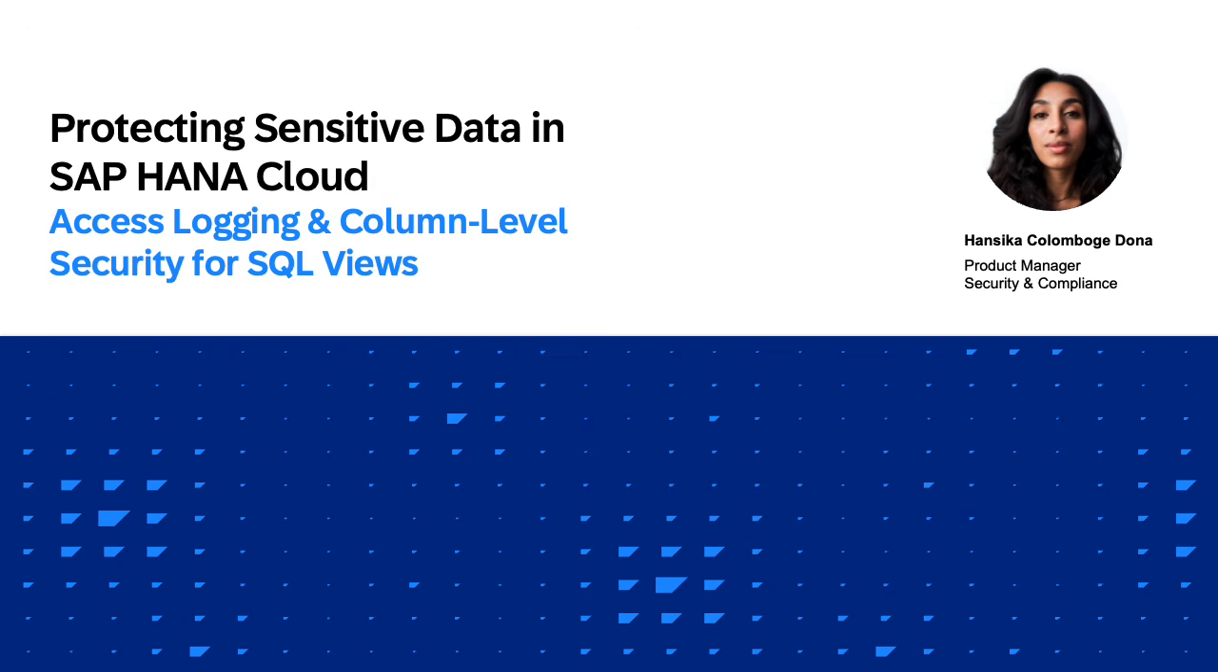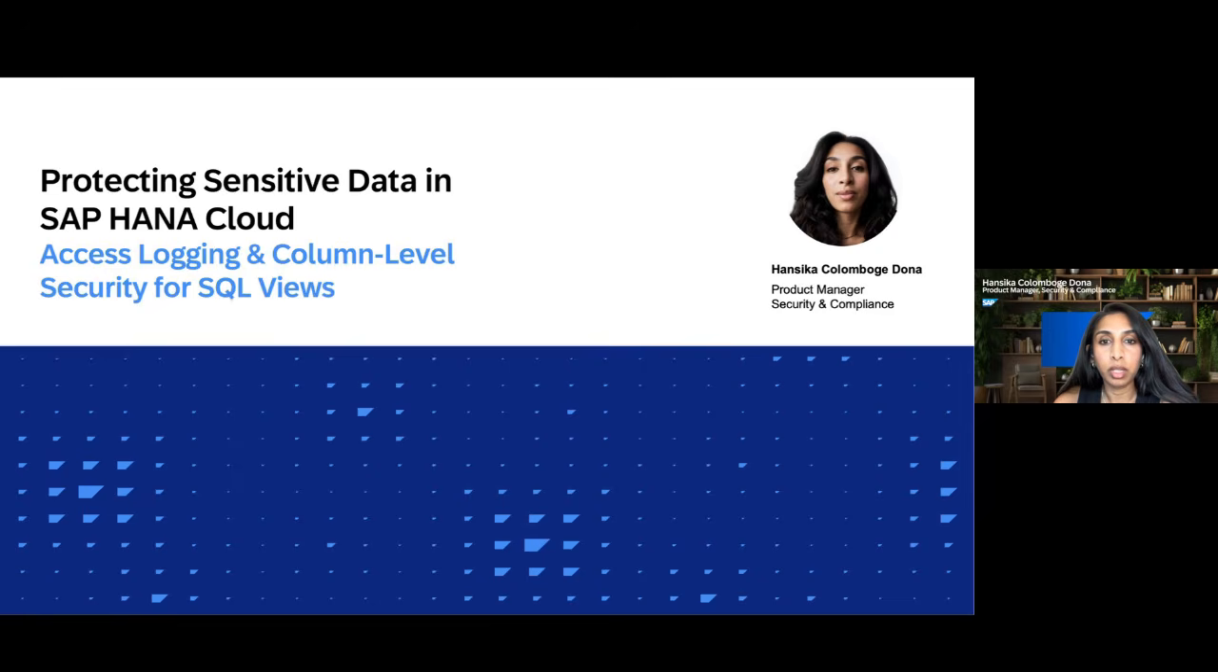Thank you, Taesuk. So hi, everyone. I'm Hansika. I am the product manager for security and compliance. Today, we're covering two closely related capabilities that together deliver compliance for sensitive data access in SAP HANA Cloud. The first is column level security for SQL views, and the second, access logging. Together, these form two pillars of our data protection story, preventing unauthorized access and logging all access for audit purposes.